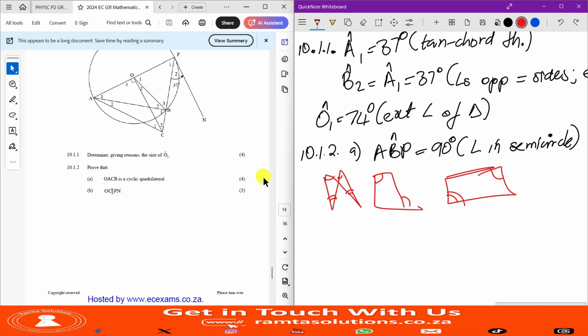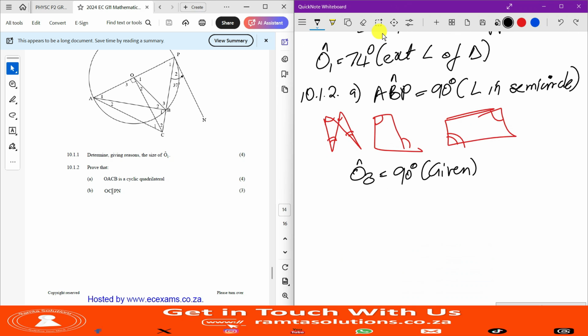Now, as we proceed, I will then say angle O3. Where is it? Here is angle O3. Angle O3 is 90 degrees. What's the reason? This one is given. Now I do see something which I need to mention now.